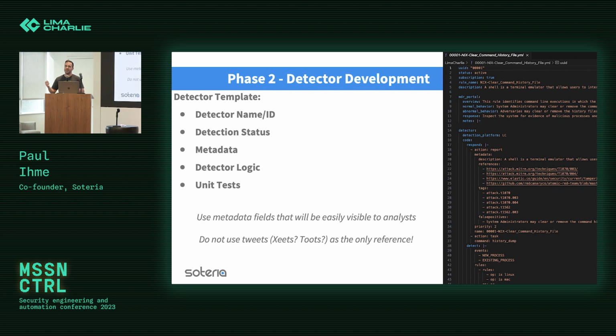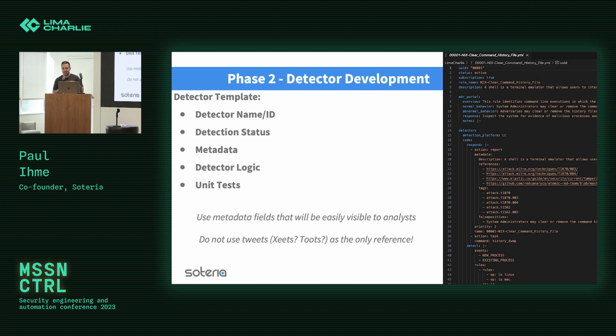That way we can go back if somebody tries to do the same thing later and see that it already exists and didn't work for whatever reason. Some other metadata. So we have an MDR portal thing that gives our analysts information on what to do if you see this. What are the false positive cases? What are the true positive cases? And what do you need to do for these things? And any other sort of notes that we want our team to be aware of if somebody's reviewing this. Then of course the detector logic and unit test.